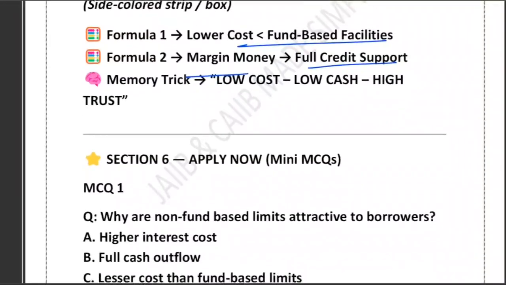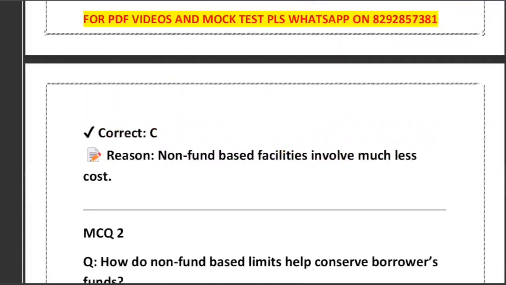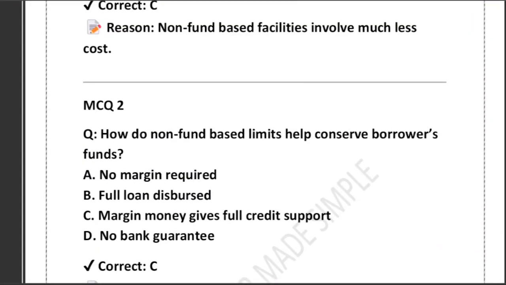Question number 1: why are non-fund based limits less attractive to the borrower? Higher interest cost? No. Full cash outflow? No. Lesser cost than fund based limit? Exactly, C is correct. Next question: how do non-fund based limits help conserve borrower fund? No margin required.